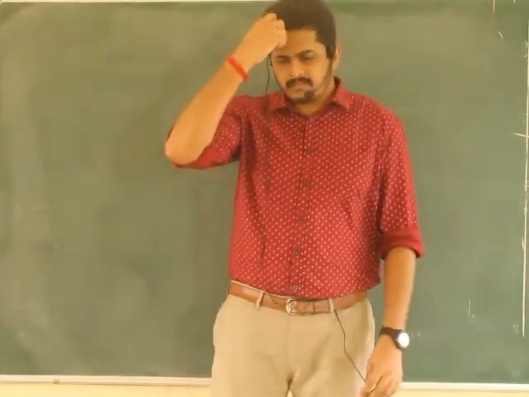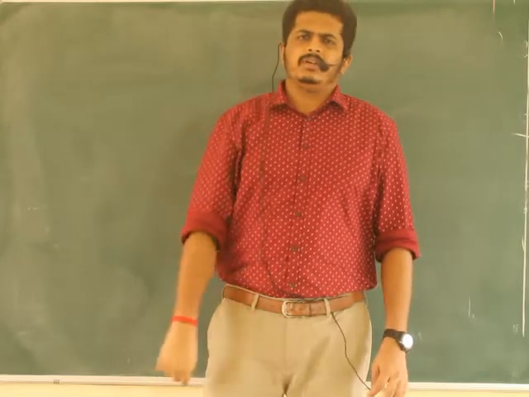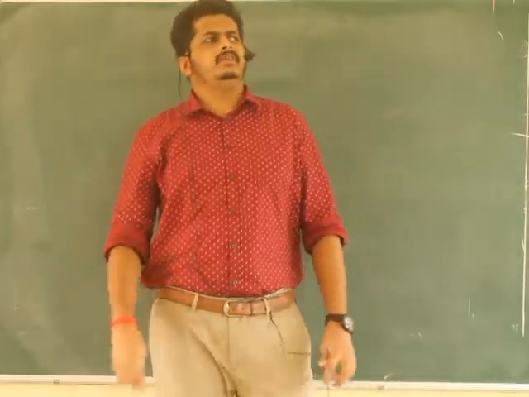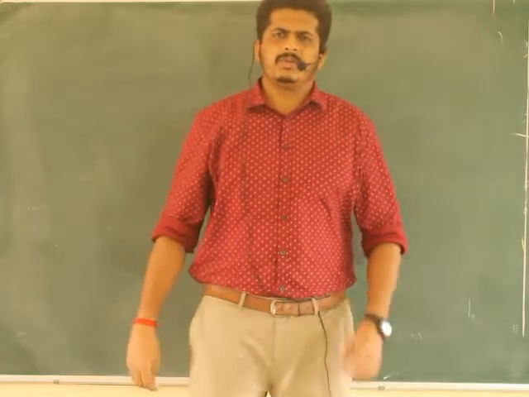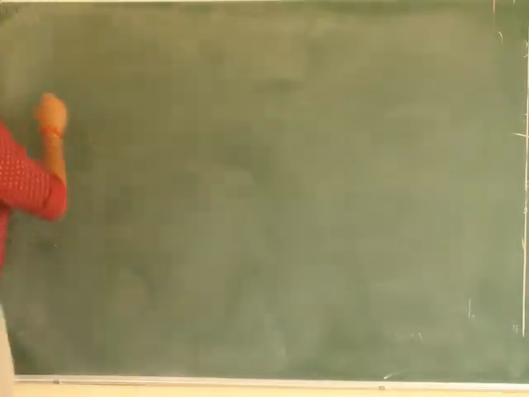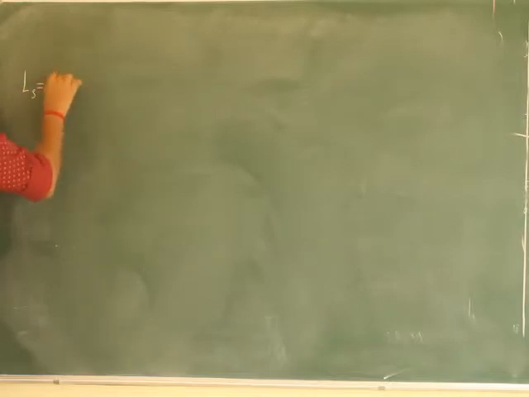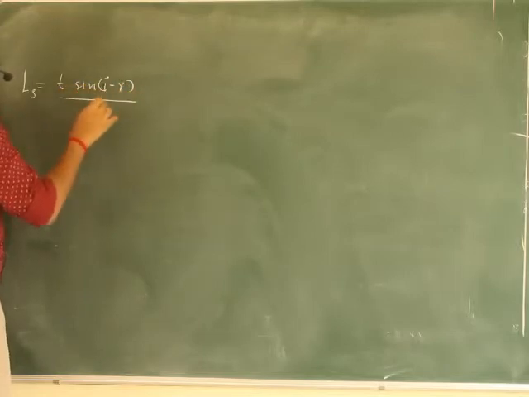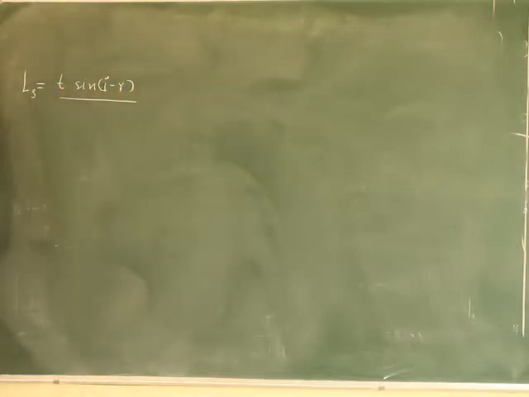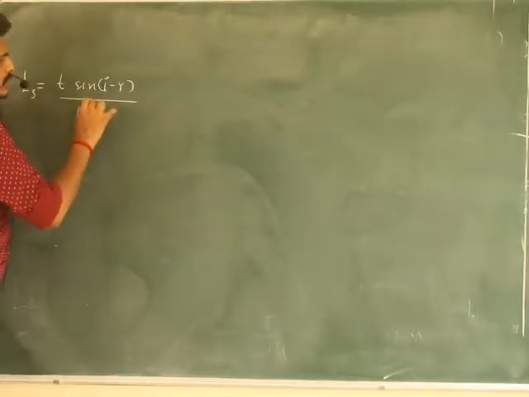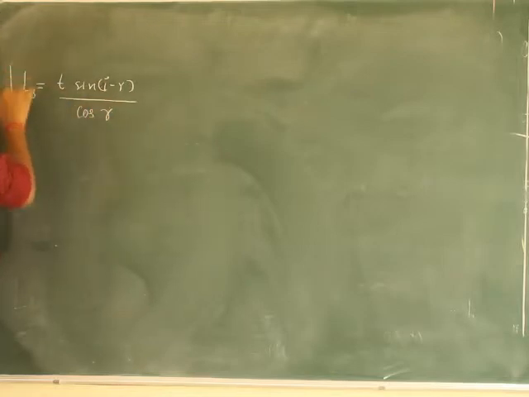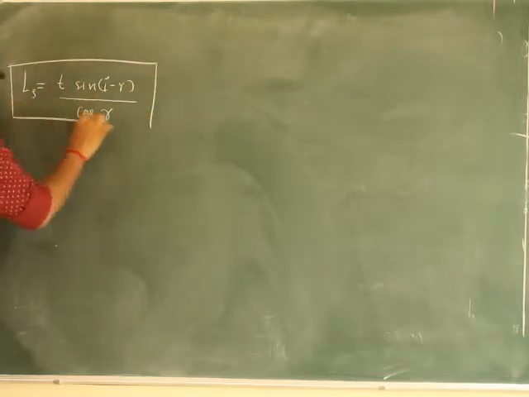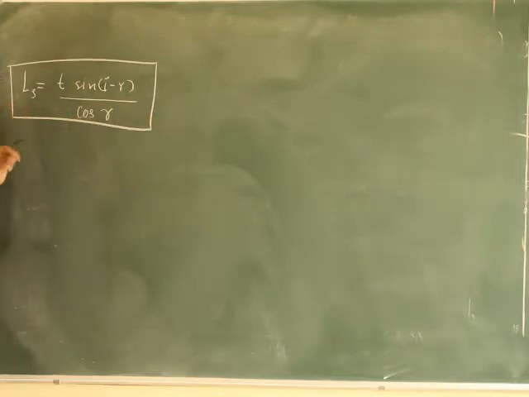Before that, there's a small correction. Maybe you remember we discussed shifts like normal shift and lateral shift. I wrote the lateral shift formula, that is lateral shift LS is equal to T into sine(I minus R) divided by sine R. I made a small mistake there, so make a correction: it is cos R. So lateral shift is equal to T into sine(I minus R) divided by cos R.